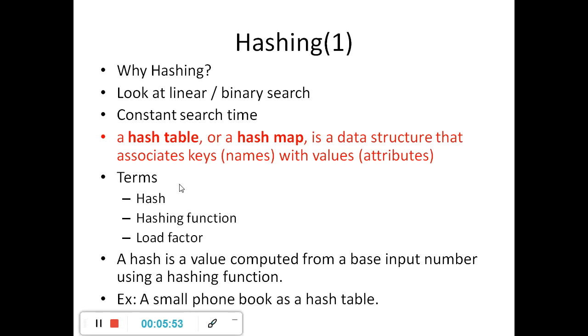Some terms are in order. The first term is called hash. A hash is a value computed from a base input number using a hashing function. For example, a small phone book can act as a hash table.